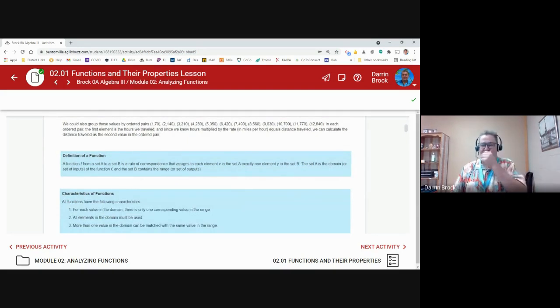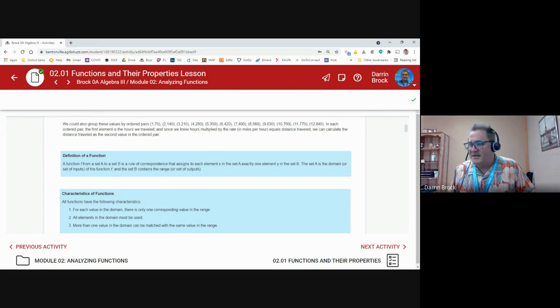Let's read the mathematical definition. A function f from a set A to a set B is a rule of correspondence that assigns to each element x in the set A exactly one element y in the set B. The set A is the domain or the set of inputs of the function f, and the set B contains the range or set of outputs. Real mathy college level language there, right? It's like, what in the world did you just read, Mr. Brock? I have no idea what you just said.